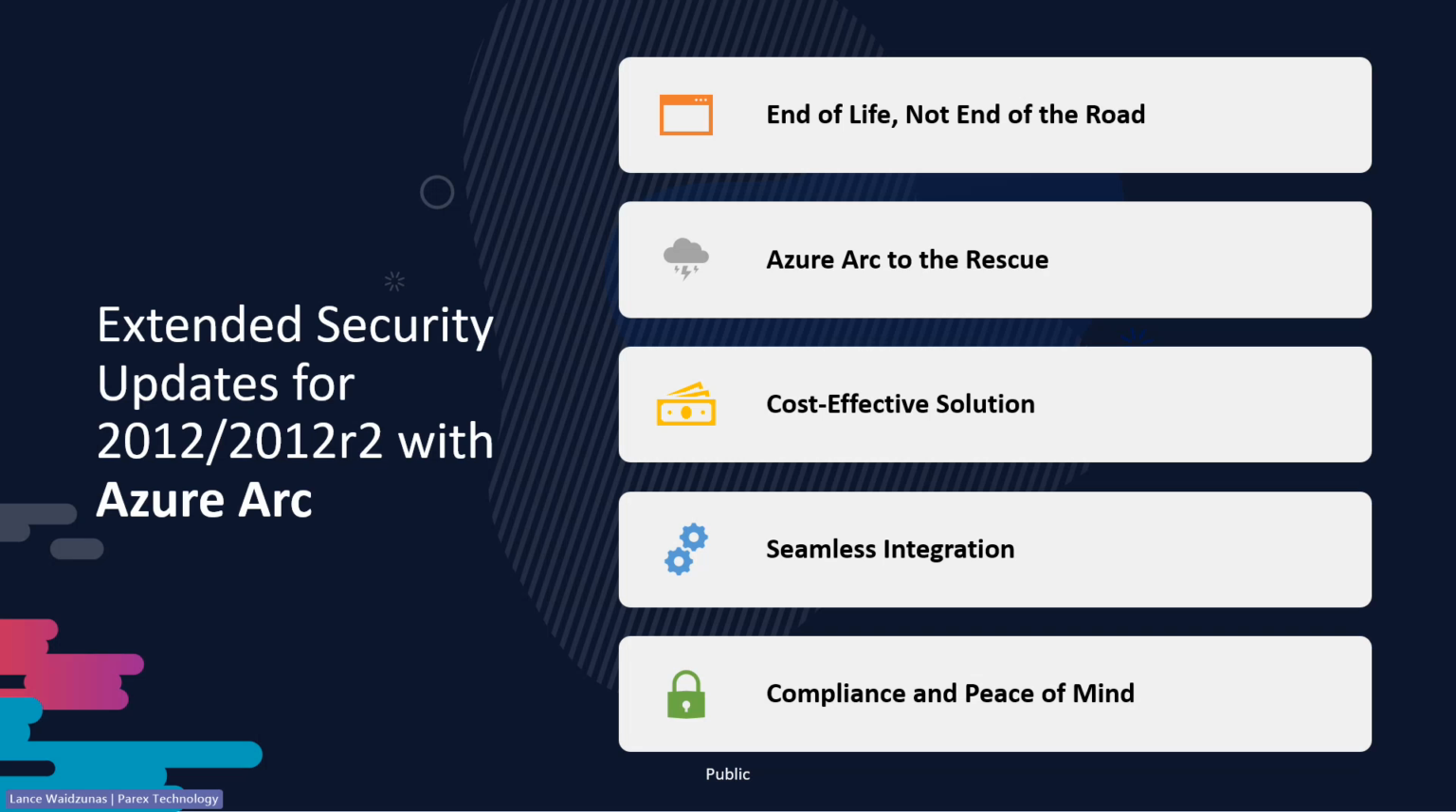So the process for ESUs is extremely straightforward. You onboard your servers into Azure Arc, and you enable the ESU through the Azure portal. Seamless integration, and it ensures that your servers are protected without significant disruption to your operations. So by keeping your legacy systems protected with ESUs, you maintain compliance and security posture. This gives you peace of mind knowing that your critical applications stay secure and up to date.